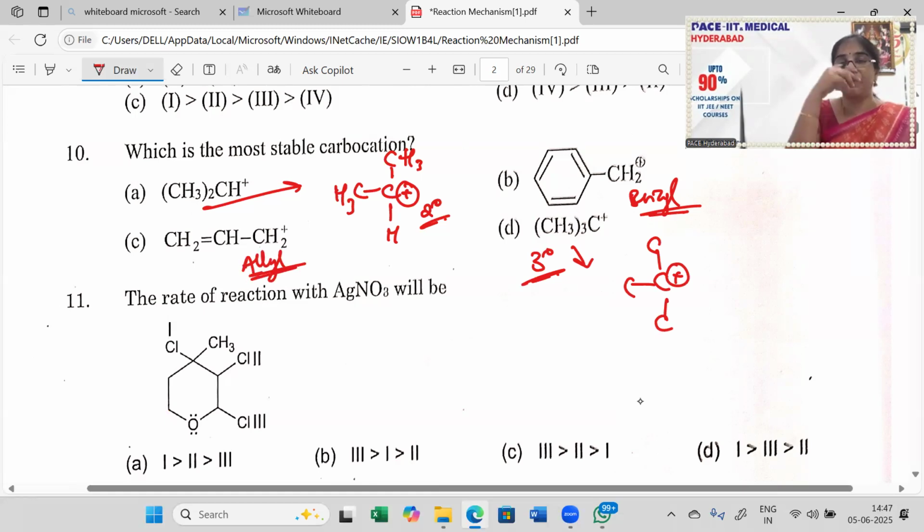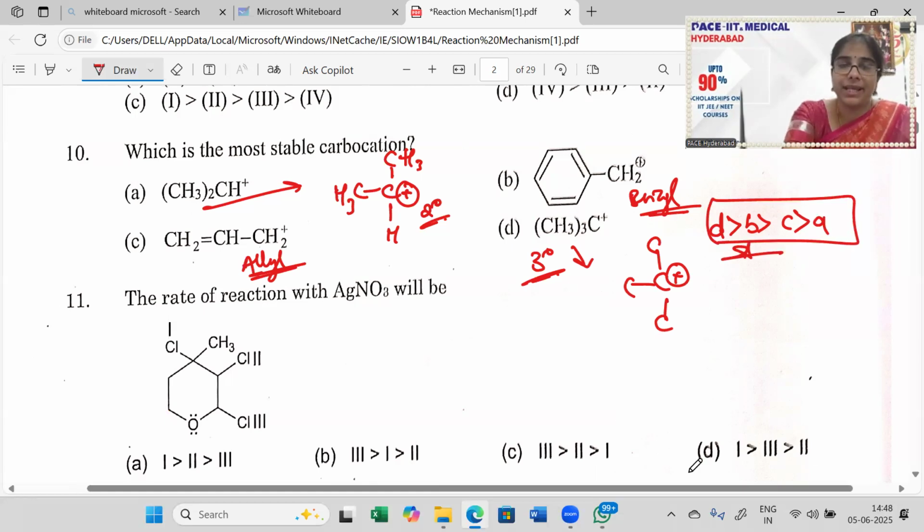So among carbocations, 3-degree is the best. So option D first, then benzyl, then allyl, then your 2-degree. All right, so then your A, D, B, C, A is my answer here. All right. Next, moving on.